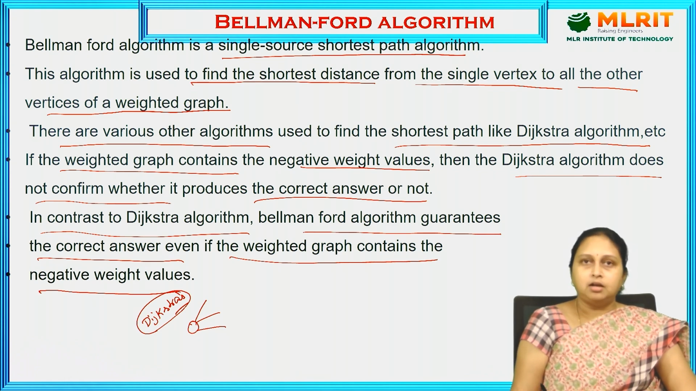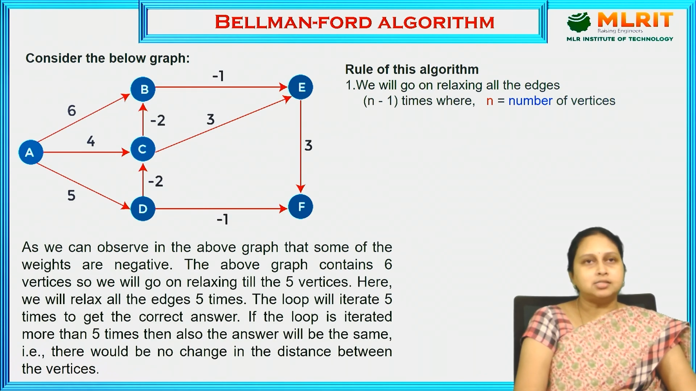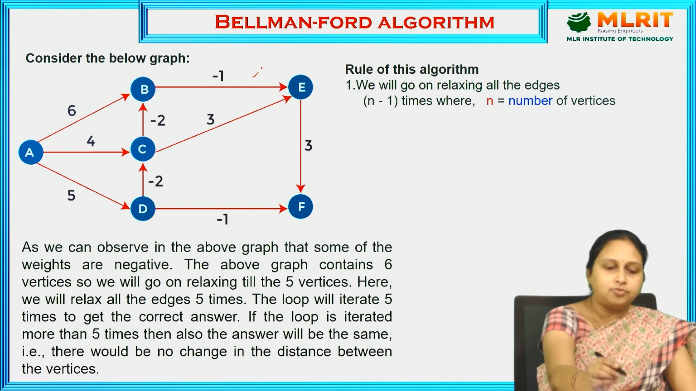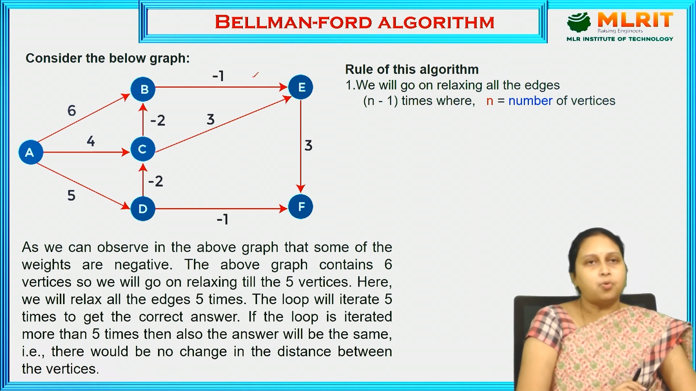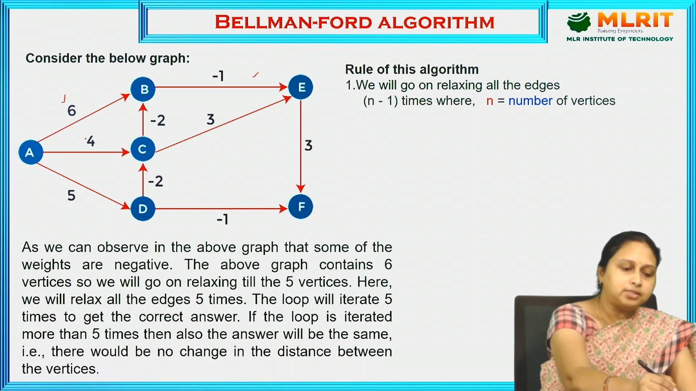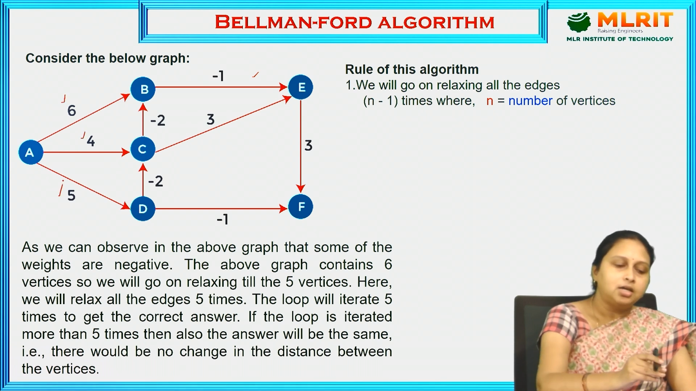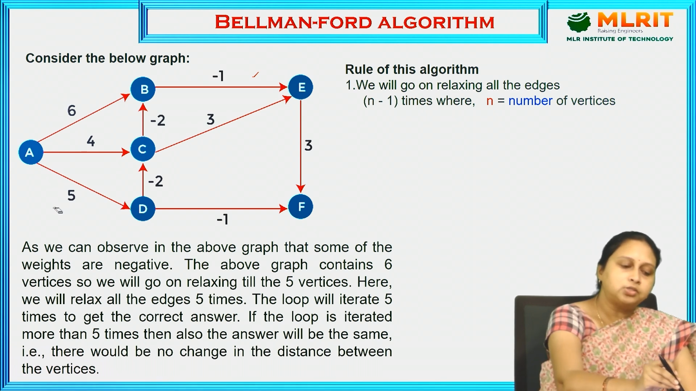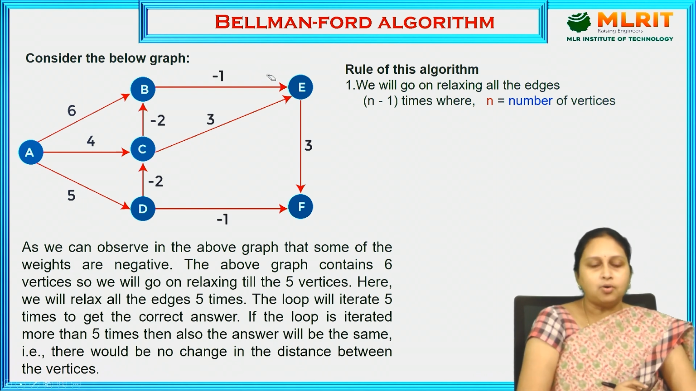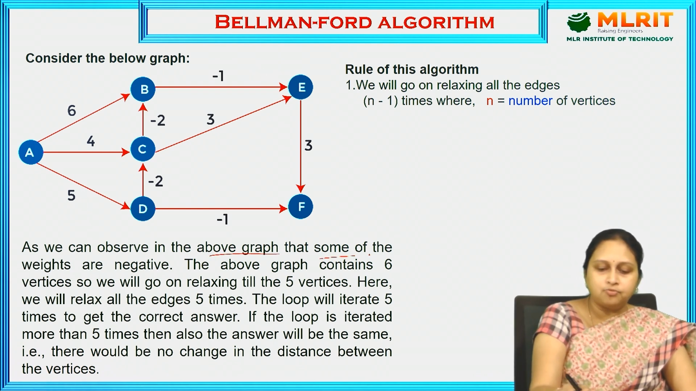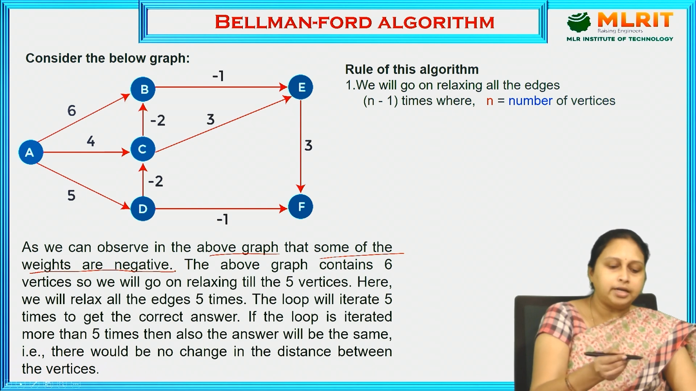Okay, let us see. Consider the below graph. This is the graph that was given. If you look here, we have some positive weights. These are nothing but the weights of the graph. Some weights are positive and some are negative also. As we observe in the above graph, some of the weights are negative.